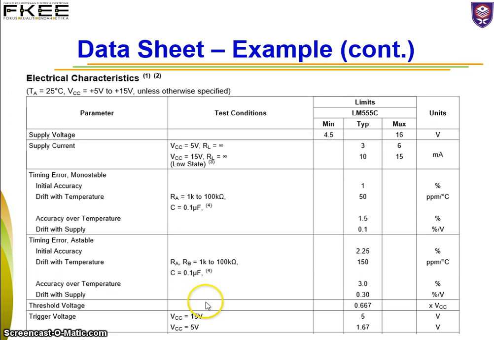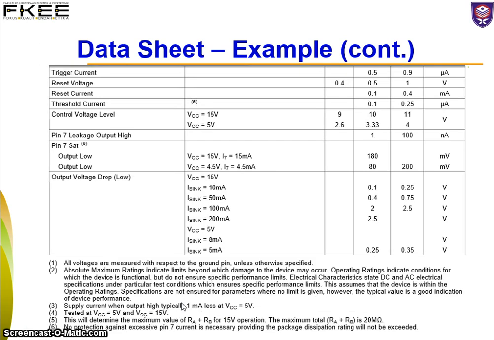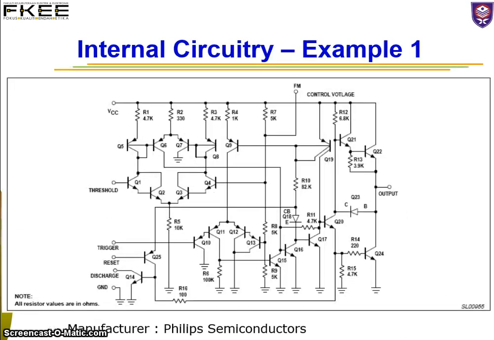Okay, we have a threshold voltage, so it is 2/3 of VCC. And then we have a trigger voltage over here, which is pin 2 usually. And we have other important parameters for the 555 timer.